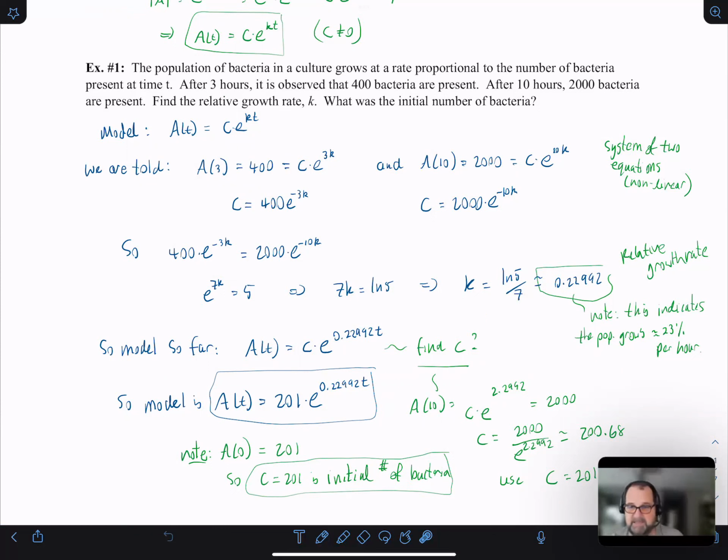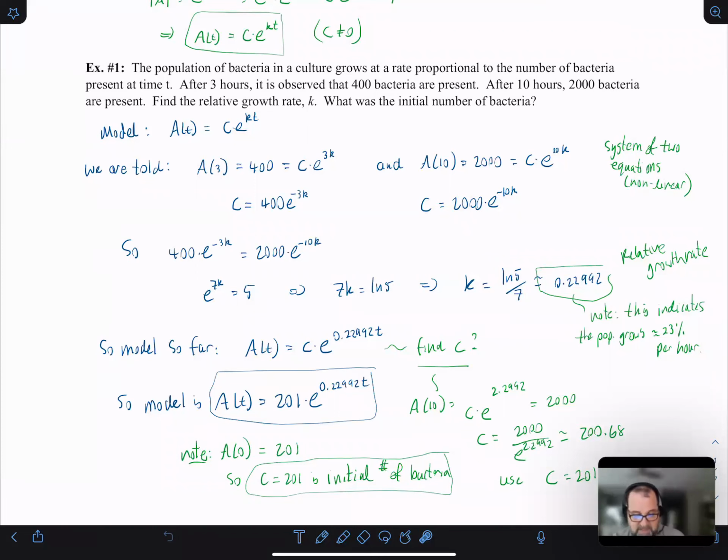As a decimal, this is 0.22992. I rounded this to 5 decimal places. Again, working with this sort of thing, you want to keep lots of decimal places. Do not call this 0.23, otherwise it will be fairly inaccurate. So try to keep at least 5 decimal places, I would suggest.